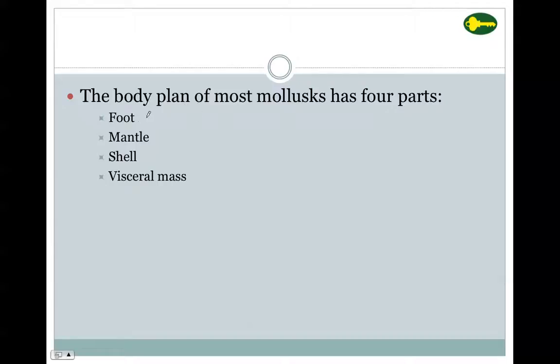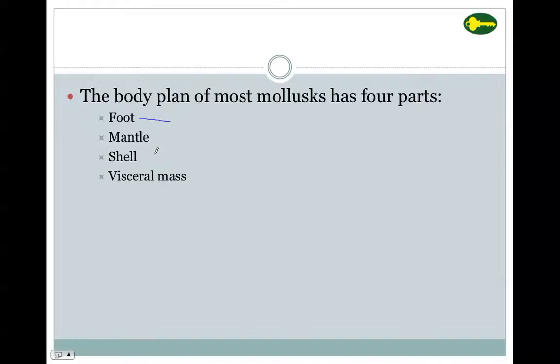So the body plan for the mollusk has four different parts, and we'll learn about these, and I'll show you a diagram in the next slide. There's a few different ones. You have the foot, and the foot takes many different forms, and it can serve different purposes. So the foot in the squid is the tentacles and the arms, but for a clam, the foot aids it in burrowing into the sediments. So the foot can serve different purposes.